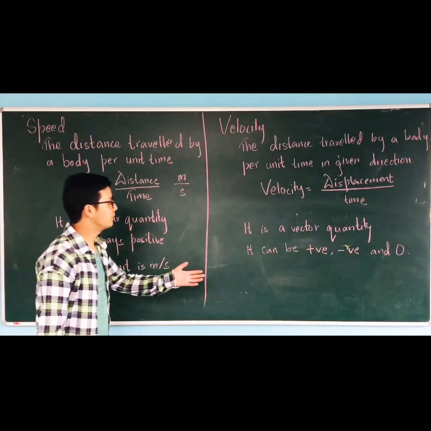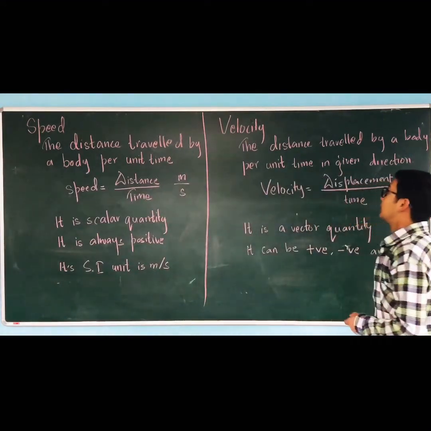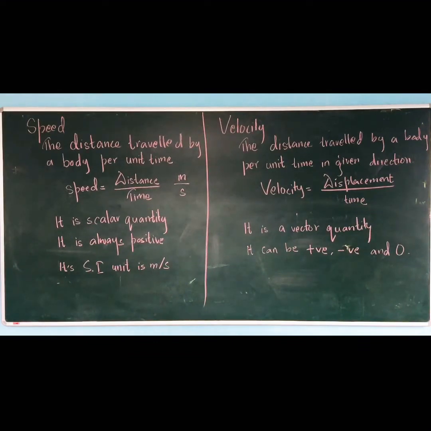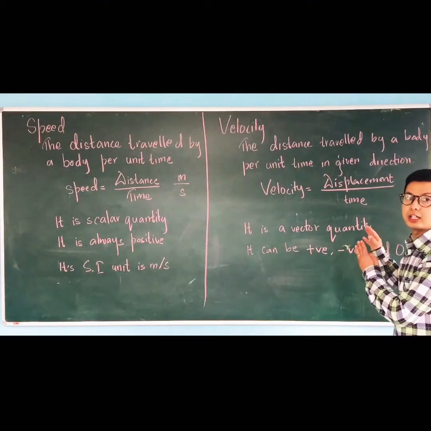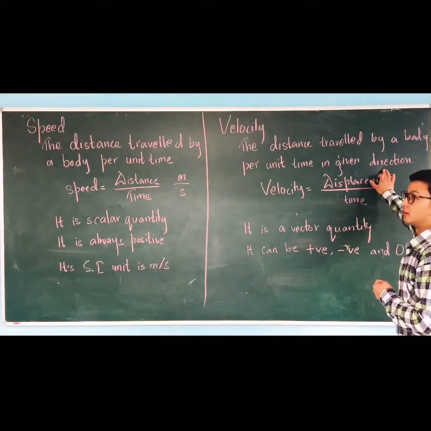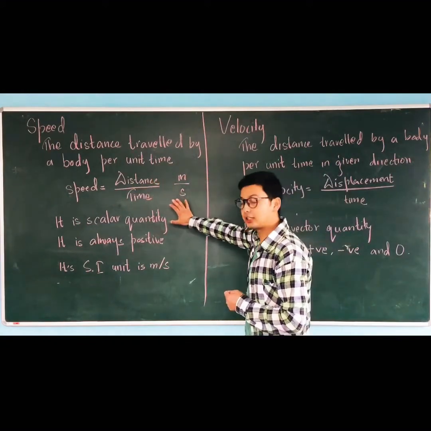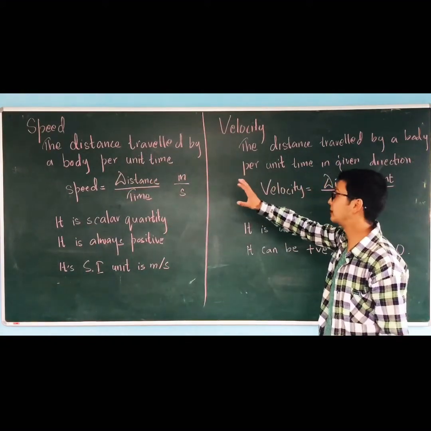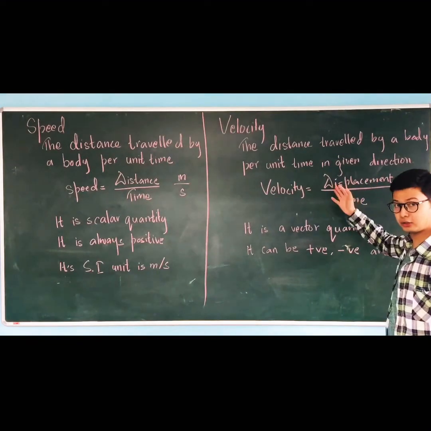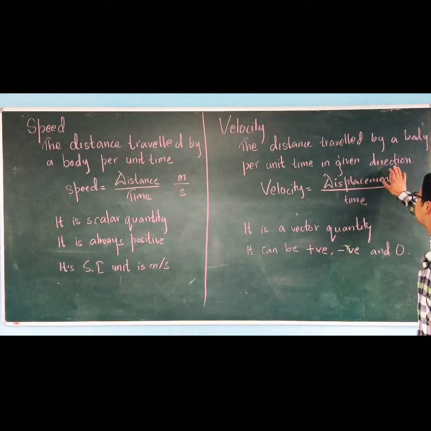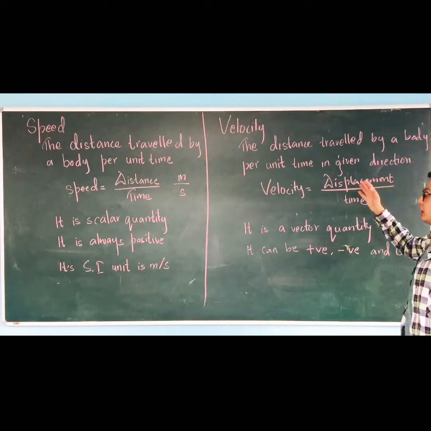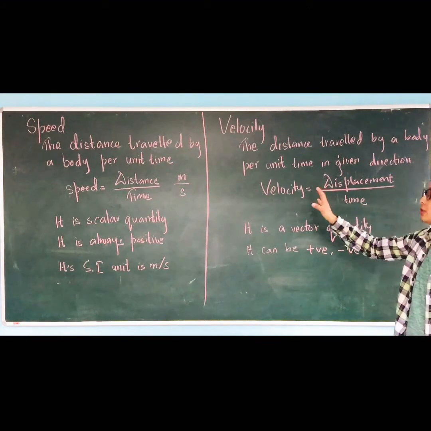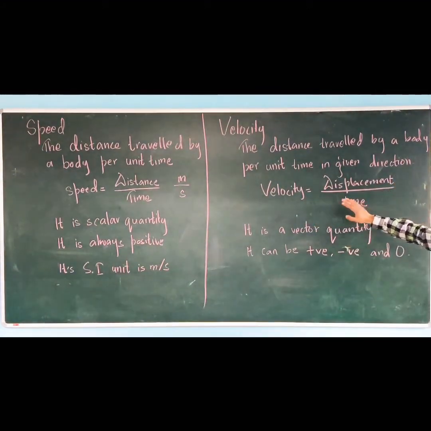Now moving on to velocity. Now what is velocity? The distance traveled by a body per unit time in a given direction. Velocity is a vector quantity since there is a direction. Speed is a scalar quantity because it only has magnitude, whereas velocity has magnitude as well as direction. So the distance traveled by a body per unit time in a given direction is velocity. Mathematically it is represented as velocity equals displacement by time.